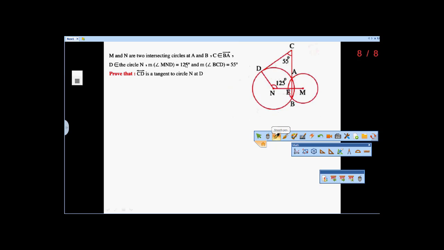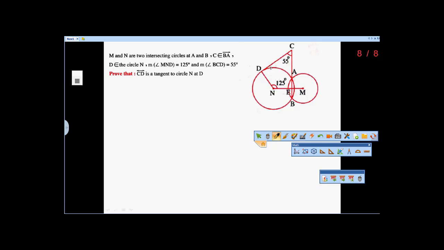In this exercise, M and N are two intersecting circles. C belongs to ray PA, and D belongs to the circle N. The measure of angle MND equals 125. The measure of angle BCD equals 55. I want to prove that CD is a tangent to the circle N at D.